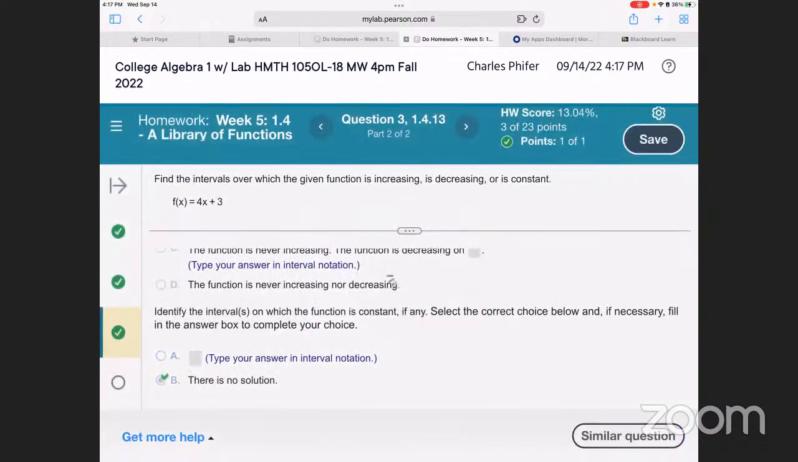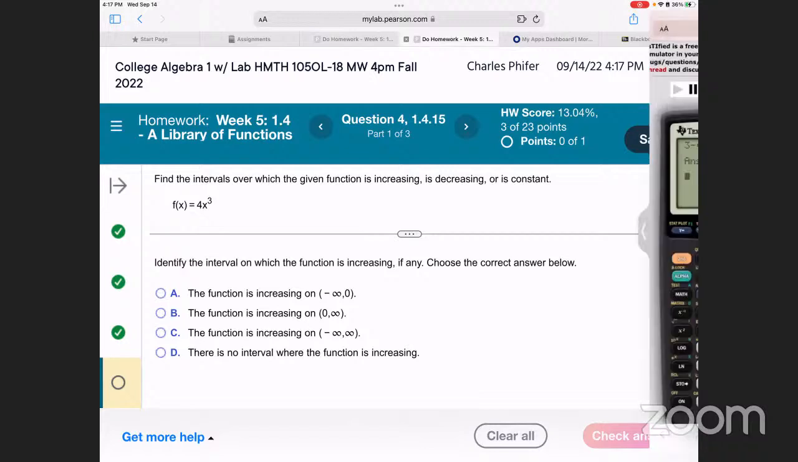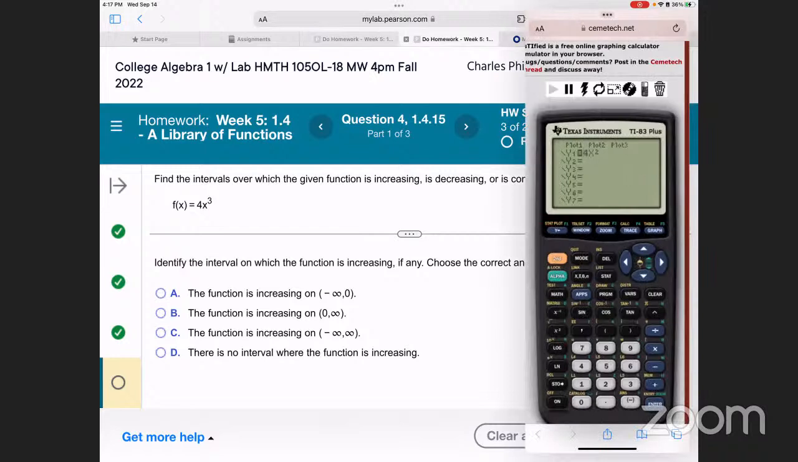Okay, with that one, I know it didn't show the graph, but we kind of visualized the graph. This one, same kind of deal. Identify the intervals over which it is increasing, decreasing, or constant. If you were to look at this graph, it's kind of like an S shape that passes through the origin, but it's going to be all increasing across the entire domain. Let's see it in action. 4x cubed.